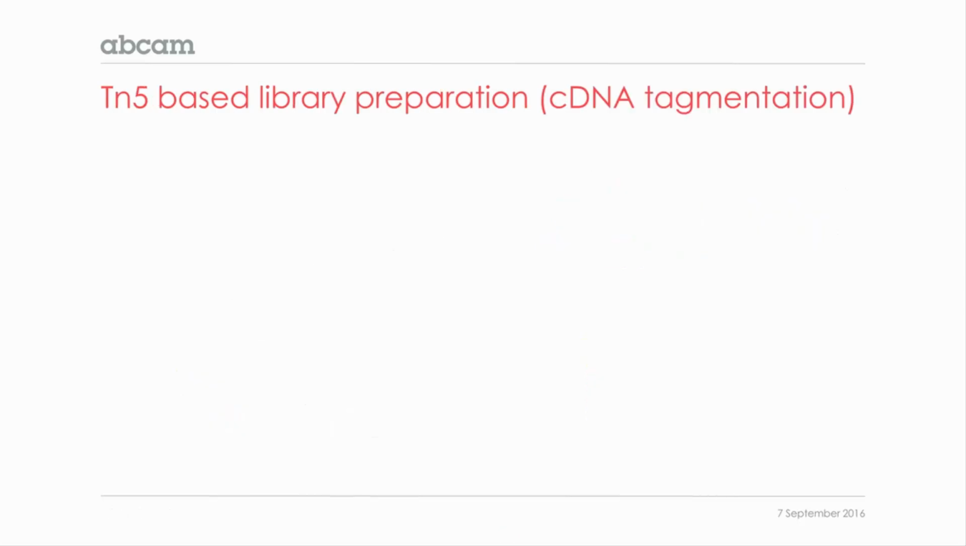Now, the last step of the protocol is to take this amplified material, the cDNA, from a single cell, and to prepare it for Illumina sequencing. And also, of course, we don't want to run a single cell on the whole lane. We want to run hundreds of cells on a single lane. And for this, we need to add another barcode, which will enable us to multiplex the cells.